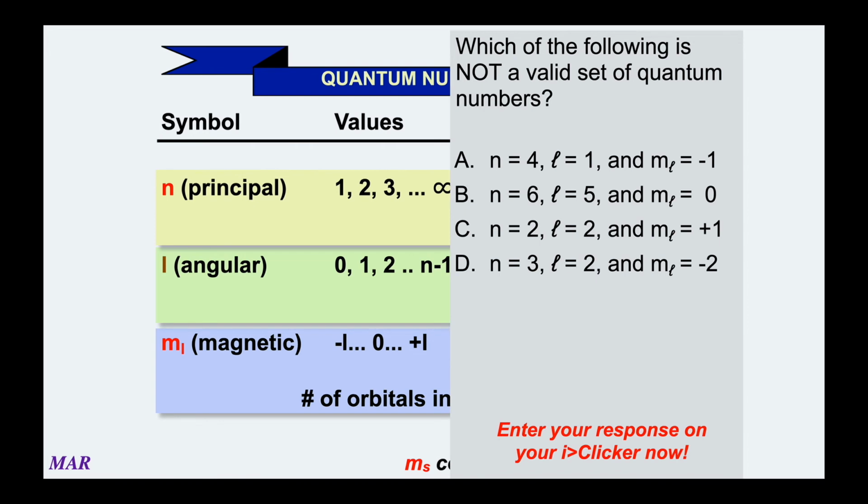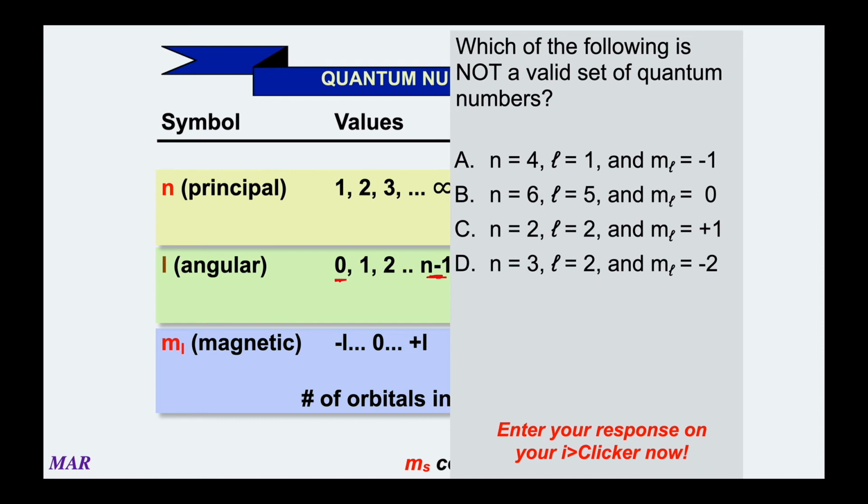Now, l is the next one, and l has an n dependence, and l always starts at 0 and goes to n minus 1. All right, so for example, if n equals 4 on A, then l would go from 0 up to 3. So l would be 0, 1, 2, and 3, and l of 1 is one of those, so that's legit. If you go to the B there, l of 5 is okay, because if n is 6, l goes from 0 up to n minus 1. 6 minus 1 would be 5, so l of 5 is okay.